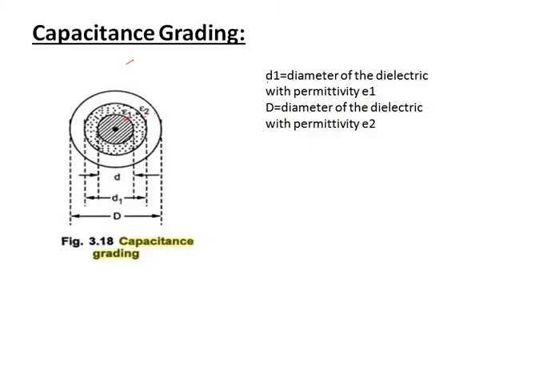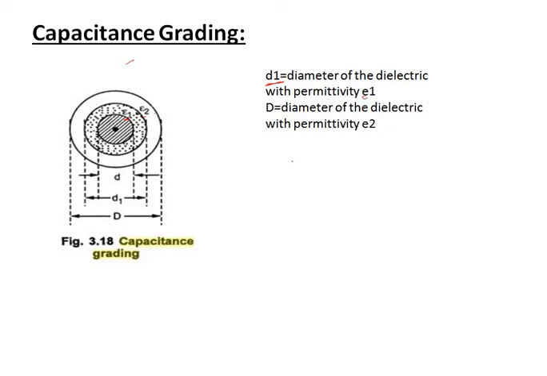Let D1 be the diameter of the dielectric with permittivity epsilon 1, and capital D the diameter of the dielectric with permittivity epsilon 2. The dielectric stress at a point which is at a distance x is inversely proportional to the distance x and is given by formula.